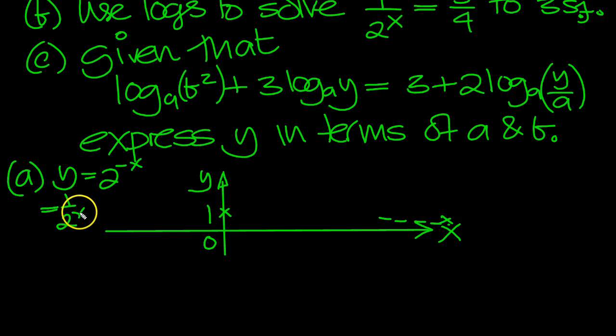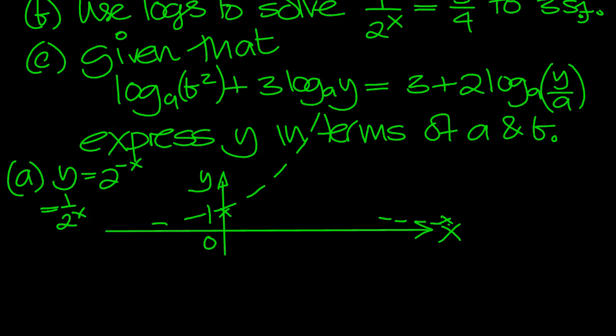So as x gets negative, this will get positive, so it's going to shoot up. Basically, if you were just drawing a normal 2 to the power x curve, it would look like that, wouldn't it? But 1 over this is going to be 1 over very large numbers, that's why it tends to 0, and 1 over very small will get very large.